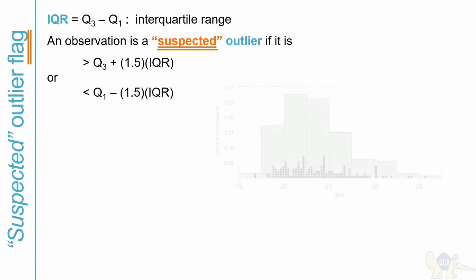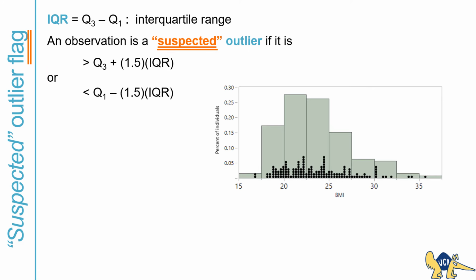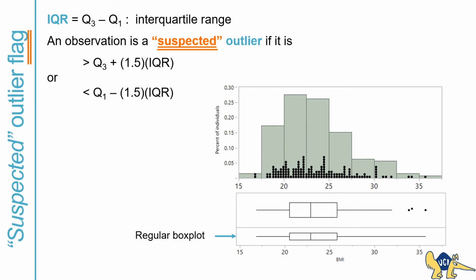Going back to our UCI student dataset, here is the distribution of body mass index values in this survey. The data can also be shown in a box plot. In a regular box plot, the whiskers extend all the way to the minimum and the maximum. In a modified box plot, by contrast, any value that would fall outside this 1.5 times interquartile range from the quartiles would be shown as individual dots instead, just like in a dot plot.